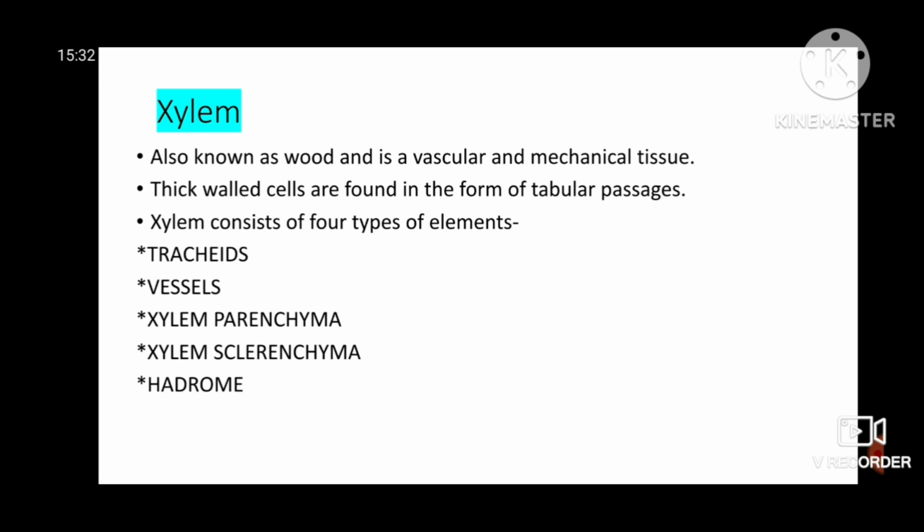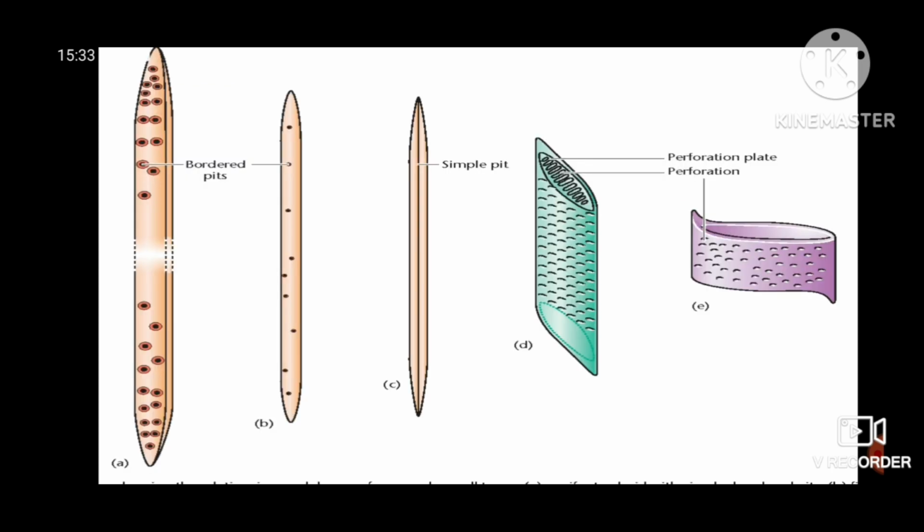Xylem, also known as wood, is a vascular and mechanical tissue. Xylem transports water and minerals. Thick walled cells are found in the form of tubular passages. It consists of four types of elements: tracheids, vessels, xylem parenchyma and xylem sclerenchyma, also known as hadrome. So you can see here the picture of the elements of xylem.